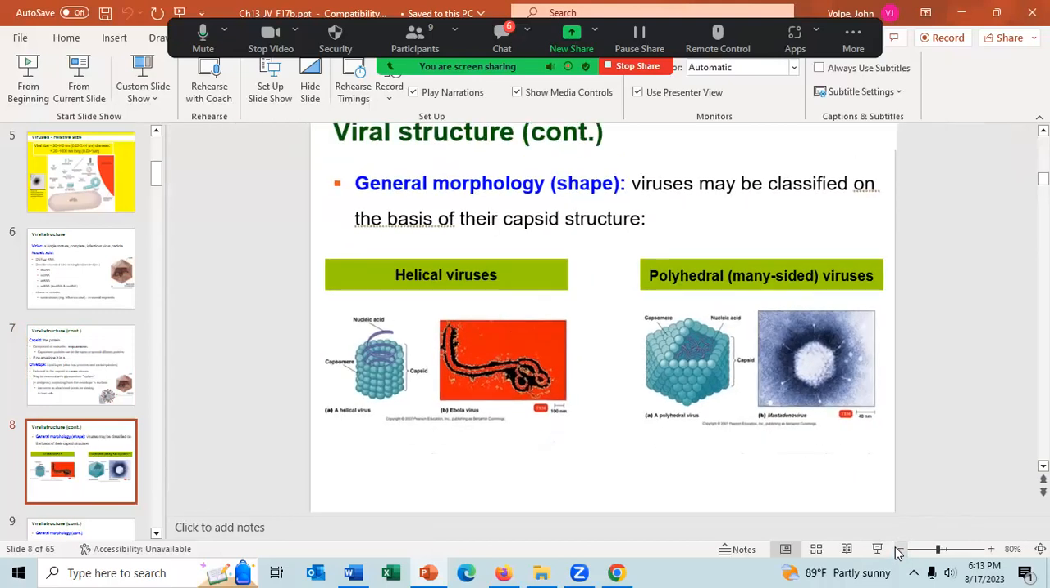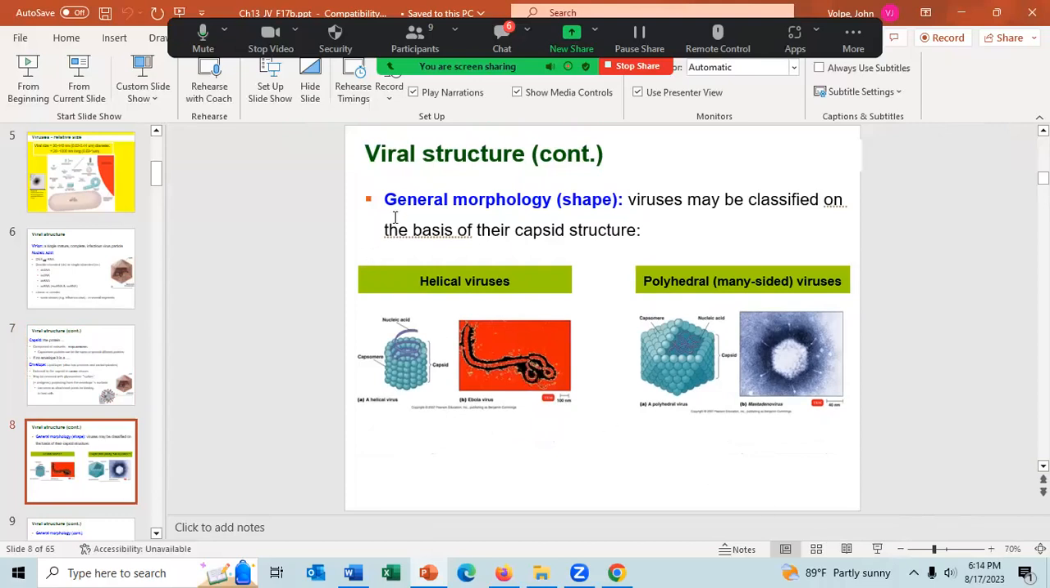Let's talk about the general morphology of the virus. It is part of the viral structure. The morphology is the shape of viruses. Viruses have three basic shapes, and they can be classified on the basis of their shape. The shape of a virus depends on the shape of the capsid. So you can have a helical virus, which has a helical capsid, and I can see it there. I don't really see the helix in the Ebola, so I don't know why they call that a helical virus, but it is.